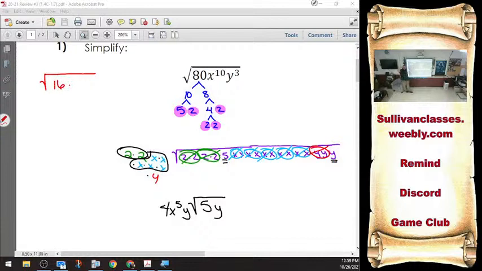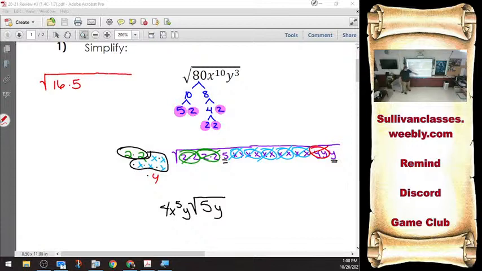Like I start right below 80. The biggest perfect square below 80 is 64. So then I look at 80 divided by 64. Nope. Divided by 49. Nope. Divided by 36. Nope. 25. No. 16. Yay! 16 times 5.